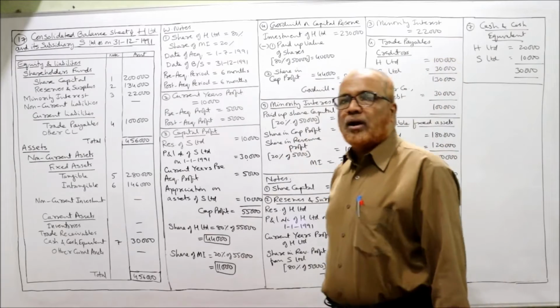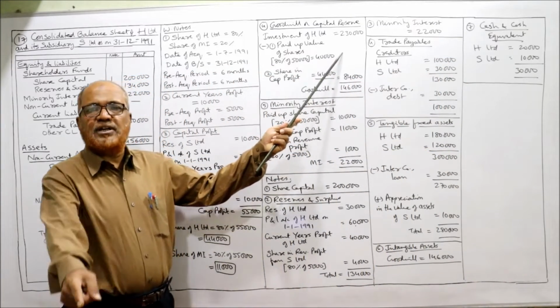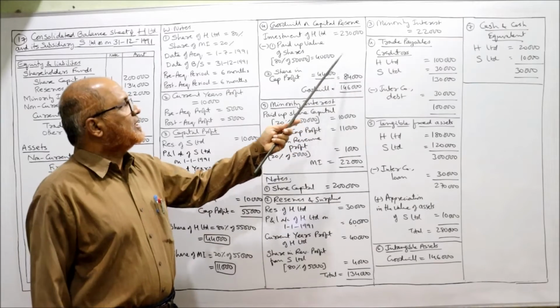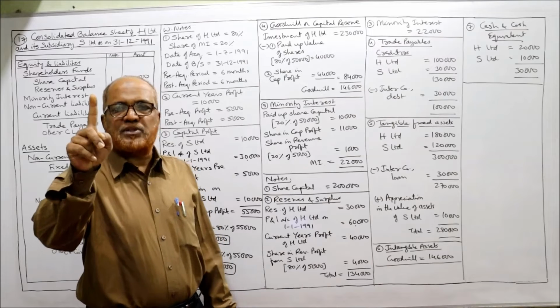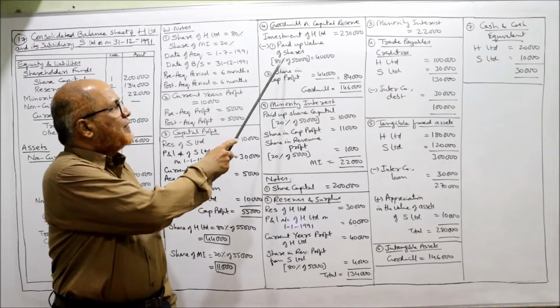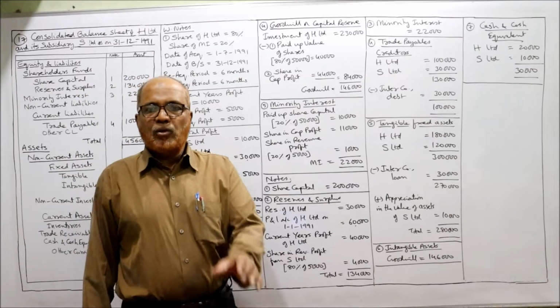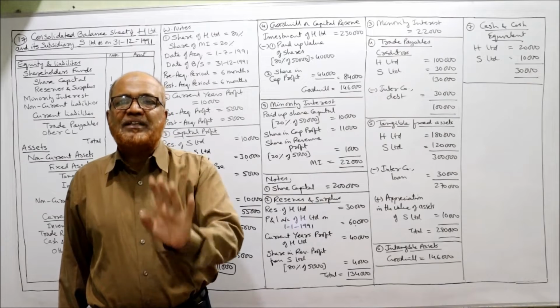Now come to goodwill or capital reserve. First of all, investment of H Limited given in the balance sheet. In the balance sheet it is given 2,30,000. From this we deduct two items, paid up share capital and share of capital profit. The paid up share capital 80% of 50,000. You can see the balance sheet. The share capital of S Limited is 50,000.